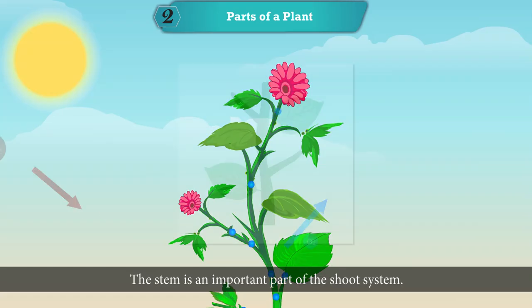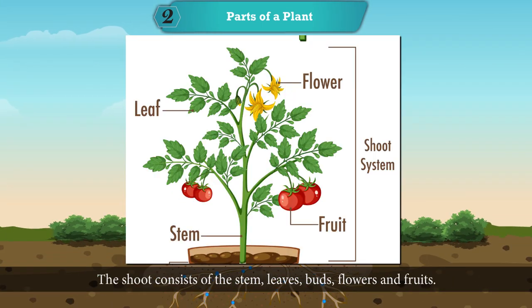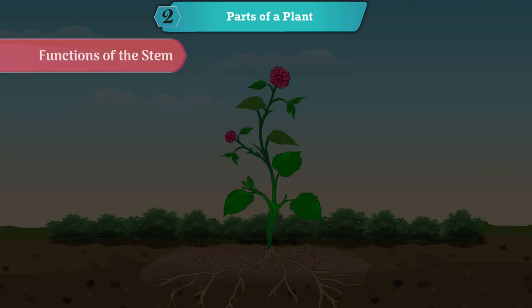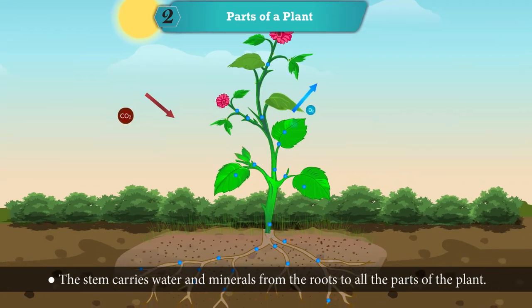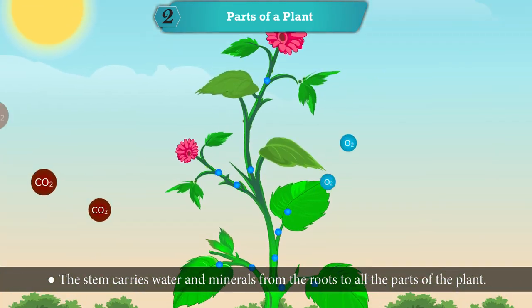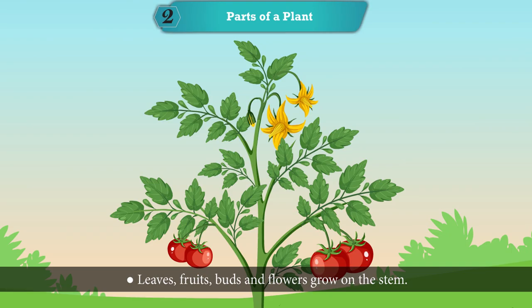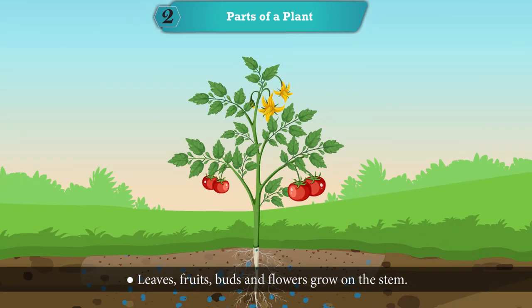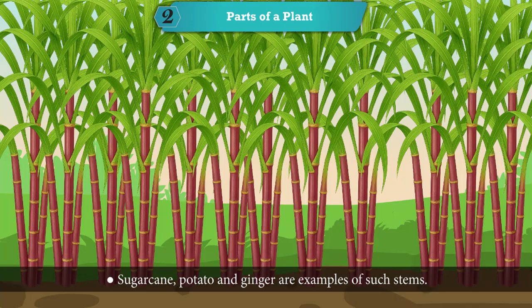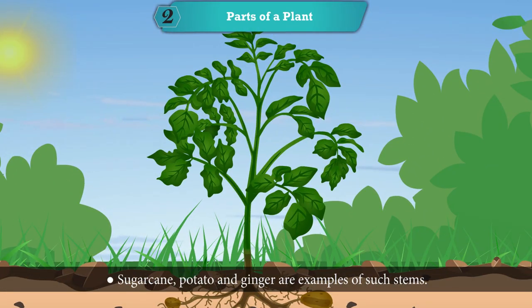The stem. The stem is an important part of the shoot system. The shoot consists of the stem, leaves, buds, flowers and fruits. Functions of the stem. The stem carries water and minerals from the roots to all the parts of the plant. It provides support to the plant. Leaves, fruits, buds and flowers grow on the stem. The stems of some plants store extra food. Sugarcane, potato and ginger are examples of such stems.